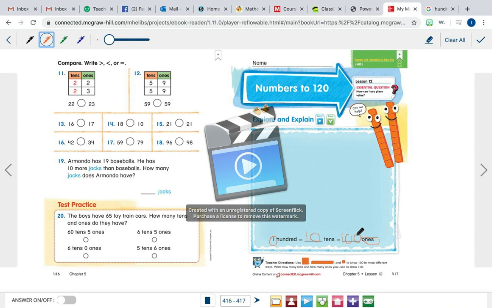So, just to recap, there's 1 hundred in 100. There are 10 tens in 100. And there are 100 ones in 100. Got that? I hope so. If you have any questions, remember to comment on Class Dojo. Okay, next page.